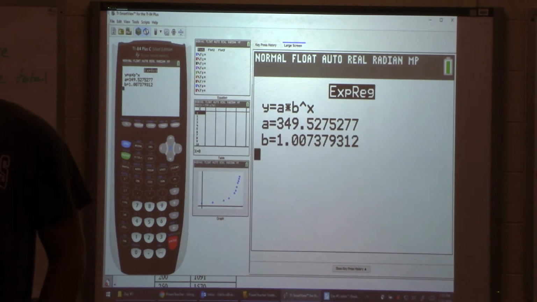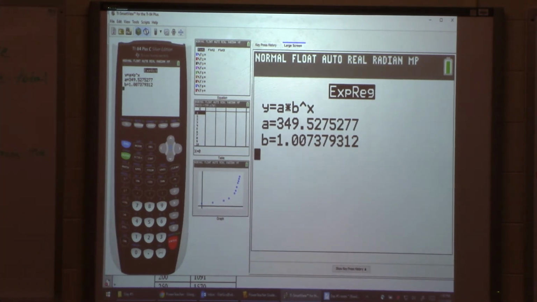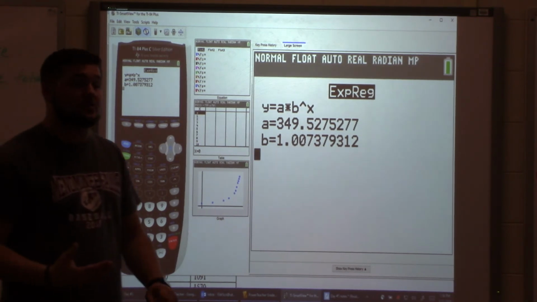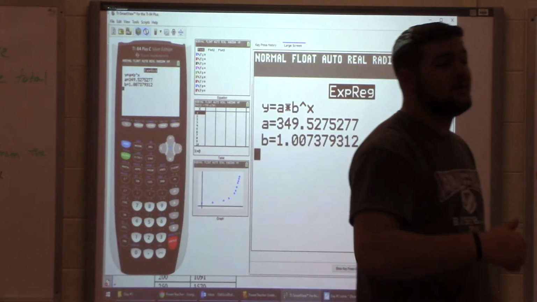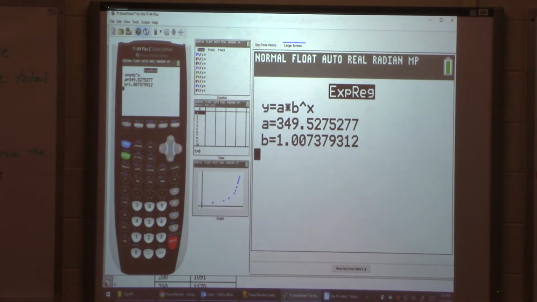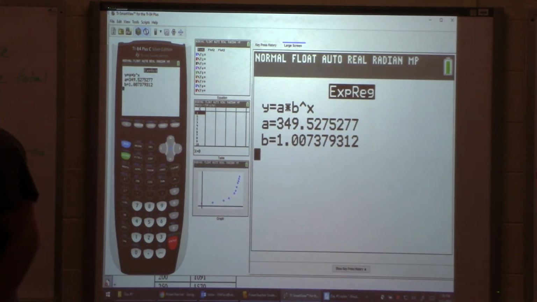Okay. Notice something about the exponential regression. Is the equation the same as the linear? No. Instead of y equals mx plus b, it's y equals a times b to the x power. So when you go to write your equation for an exponential regression, write down what a equals, write down what b equals, but when you plug it in, it's going to look different than y equals mx plus b. So on the homework, when it says write an equation for this exponential regression, it should be in the form y equals a times b to the x.